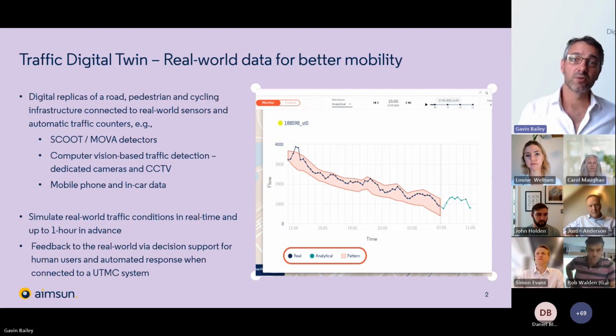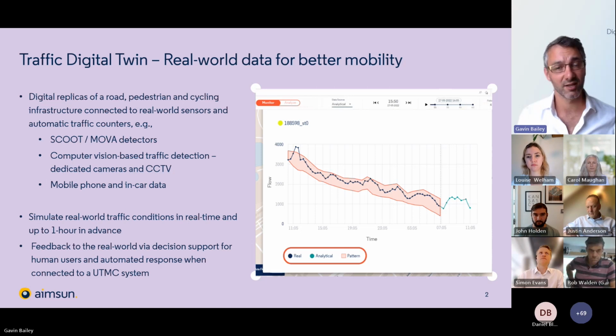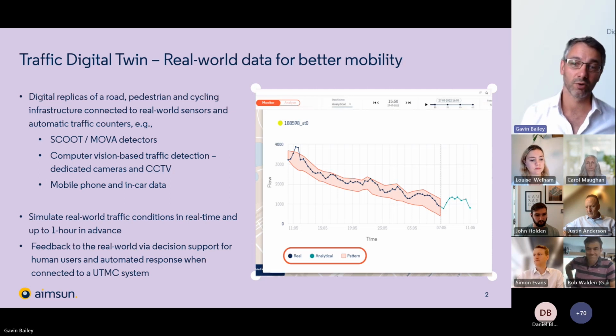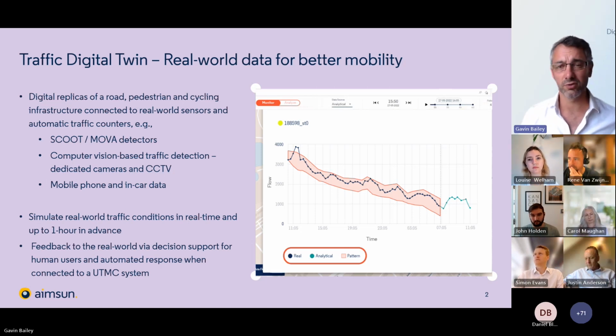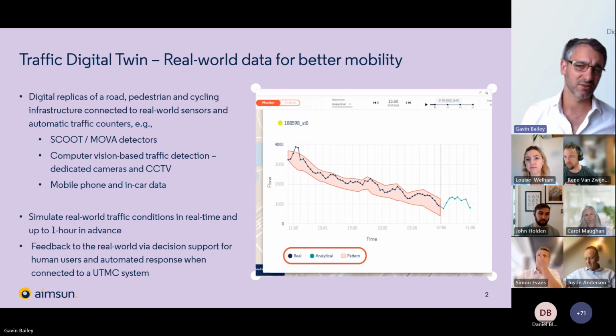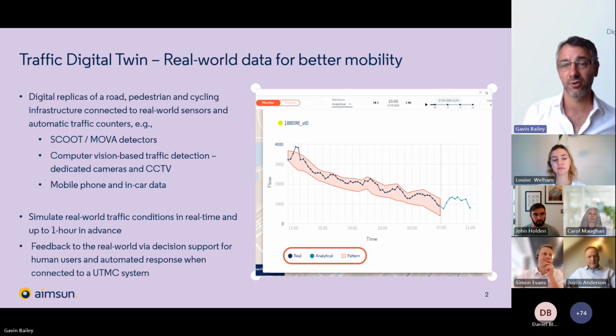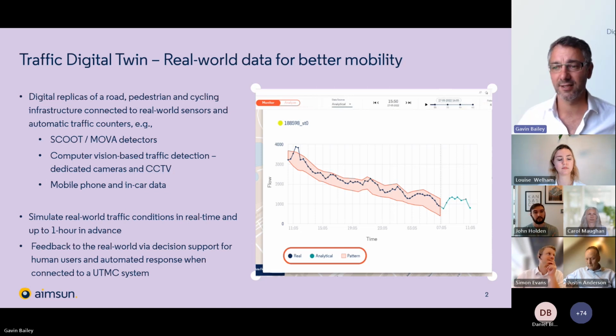So traffic digital twins are accurate digital replicas of the road, pedestrian and cycling environments. They're connected to real-world sensors, such as automatic traffic counters. These may be what are called scoot or MOVA induction loops, which are loops that measure traffic flow going over them in the road, or computer vision-based traffic detection, such as dedicated cameras or CCTV networks. We can also work with floating car data from mobile phones and in-car devices, but that data tends to be less available, or in some cases a little bit too expensive to use.